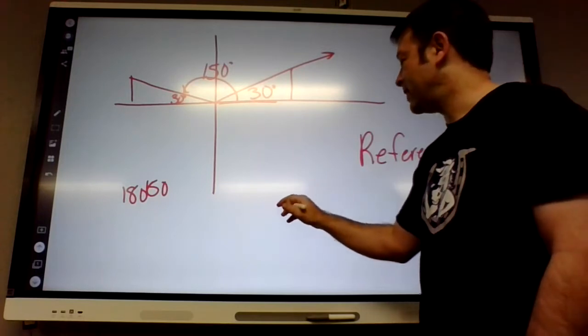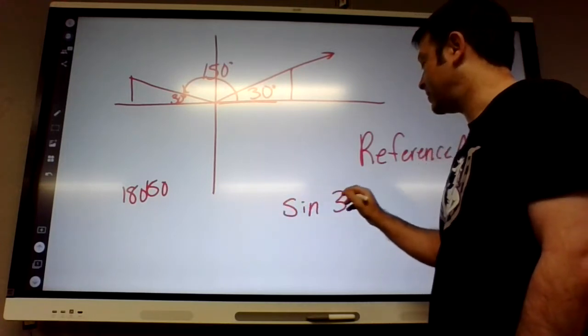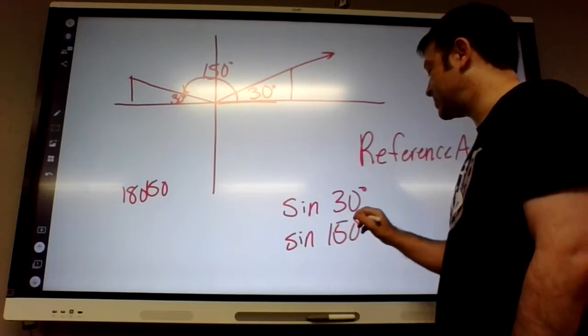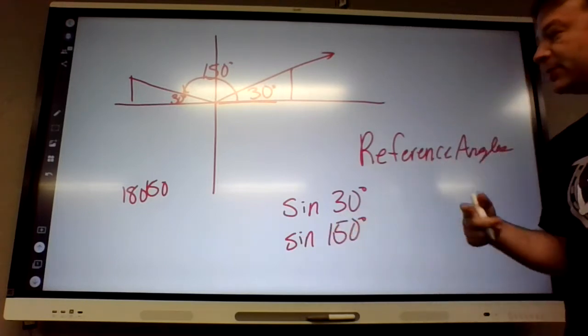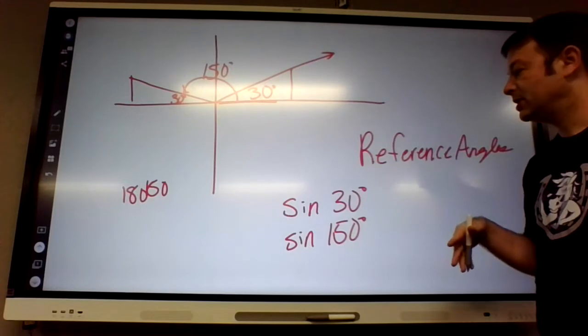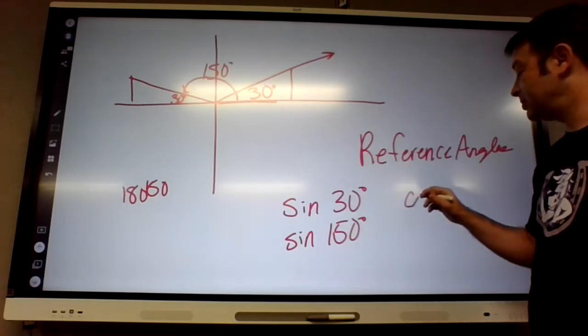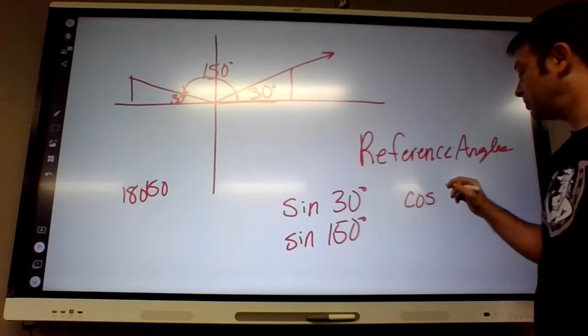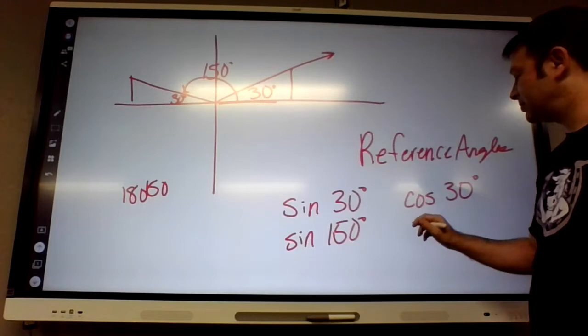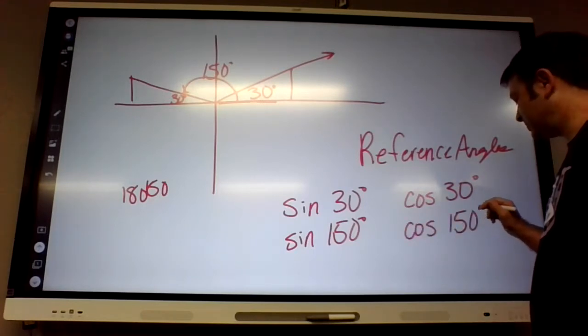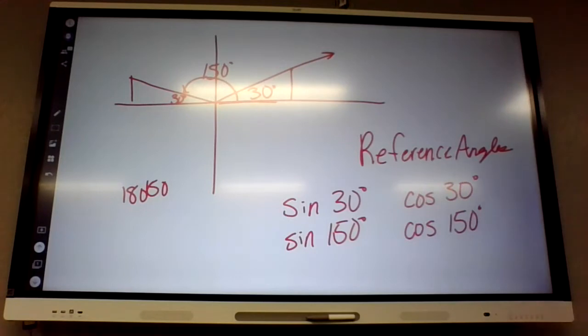So if I plug in sine of 30 in the calculator, it'll be the same thing as if I plug in sine of 150. Okay, they'll give you the exact same value, whatever it is. If I plug in cosine of 30 and cosine of 150, they won't give you quite the same thing. They'll actually give you the opposite thing.